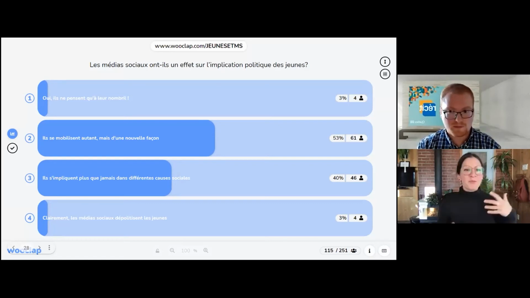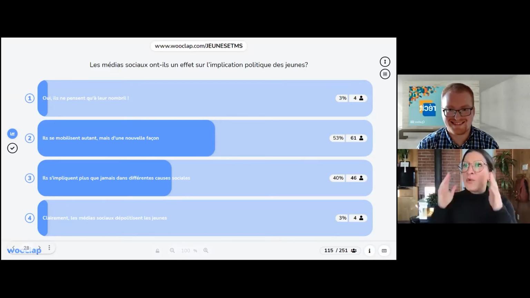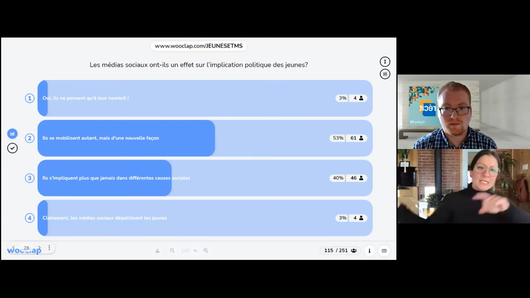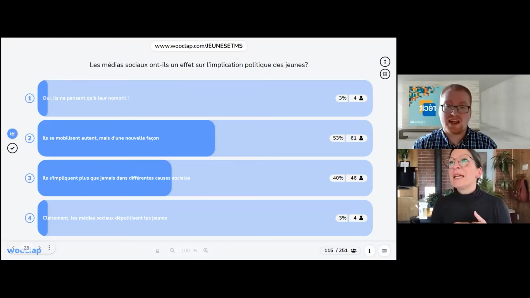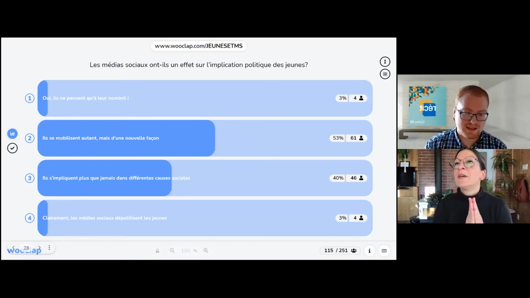In the chat, I will share the comments. Thank you for showing me WooClap. It's a great platform, and it's integrated into the presentation, so we don't have to move from one software to the other. It's really interesting. Oh, and it's free, by the way, for primary and secondary and for adults as well.